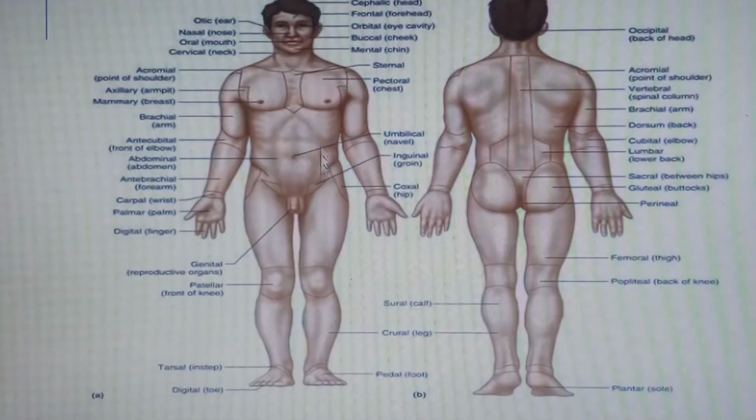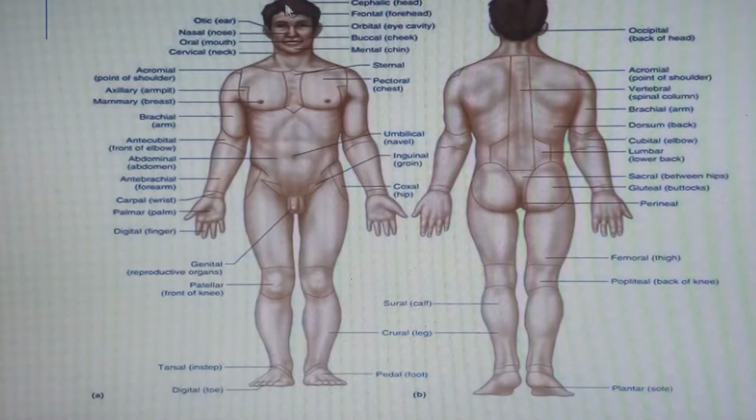Now, the next one that I told you about was regional anatomy. In regional anatomy, we study the head and neck area, the limbs, upper limbs and lower limbs. In fact, we study the thorax, the abdomen, and the pelvis and perineum. We also study the back, as well as the gluteal region. But importantly, let me show you some anatomical terms that you have to know.